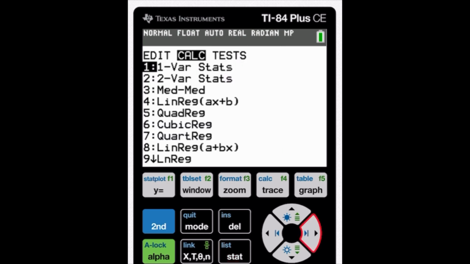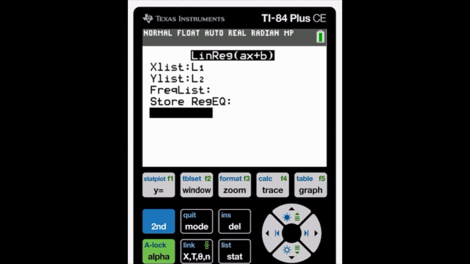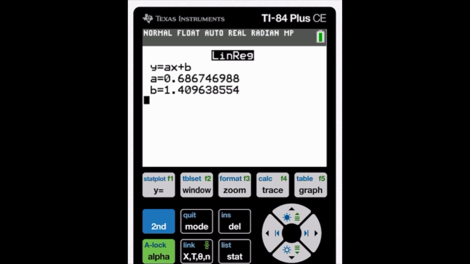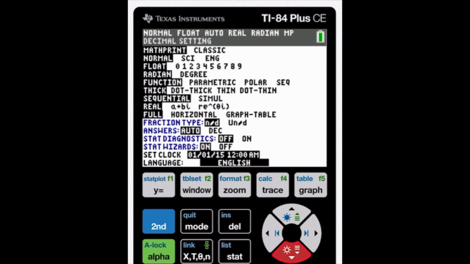Stat, calc. You can either do option 4 or option 8. I'm going to go ahead and do option 4. When I press calculate, because my X list is list 1, my Y list is list 2, you're going to notice that I don't see the correlation coefficient R. How can I see it? Well, make sure that in your calculator you press mode and your stat diagnostic has to be on.